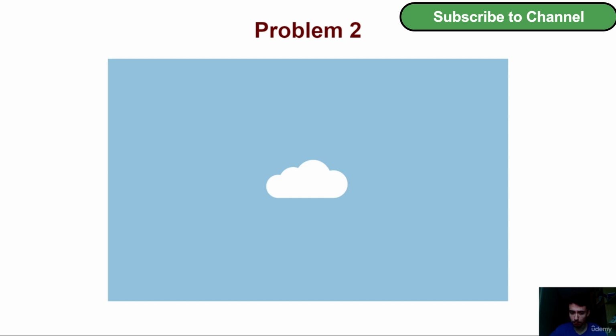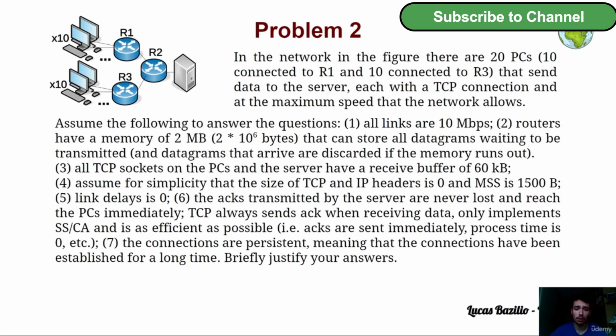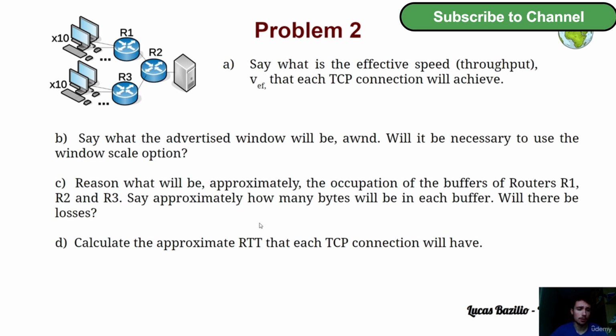Hey everyone, in this lecture we are going to solve question C of this Problem 2 on transport protocols. Question C states: reason what will be approximately the occupation of the buffers of the routers R1, R2, and R3. Also state approximately how many bytes will be in each buffer. Also, will there be losses?